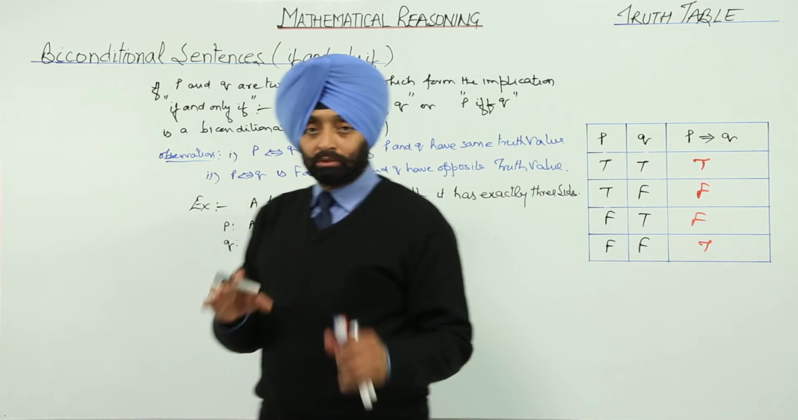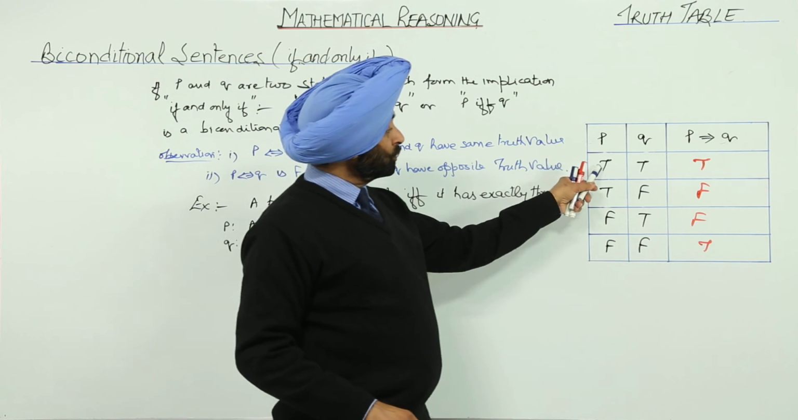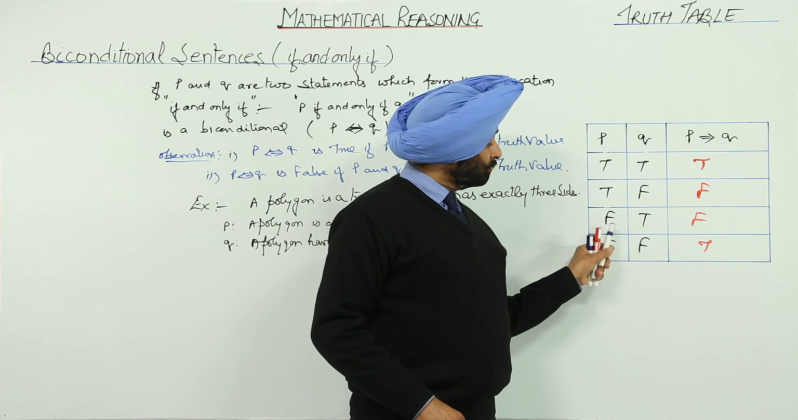So the truth table for the biconditional goes: both true, true; both false, true; one false, false; one false, false.